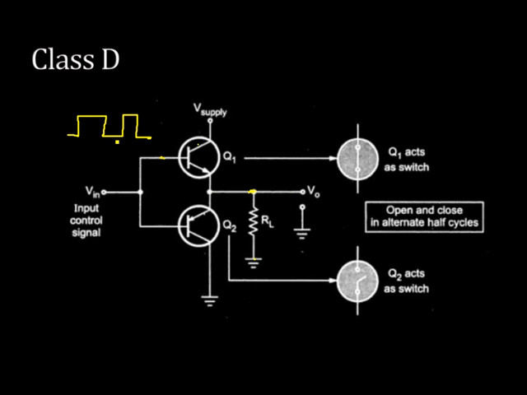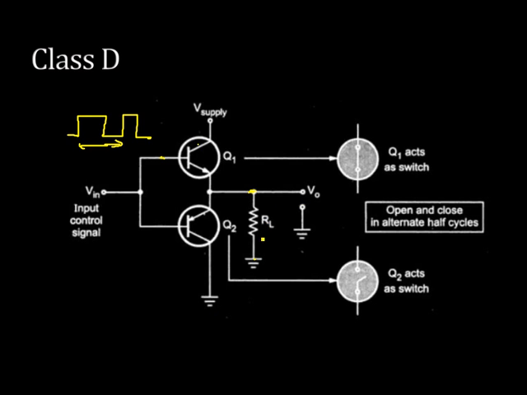So for digital signals, when you apply a high and low signal alternately like this, a pulse signal, we are not sure about the time period. We are just trying to understand that these two are acting as switches. Whenever this is high, this transistor Q1 will conduct and the supply will come across the load. Whenever you get a low at the input control signal, Q1 will turn off and Q2 will turn on. So when Q2 turns on, the ground gets connected to the output, or the output will be 0.